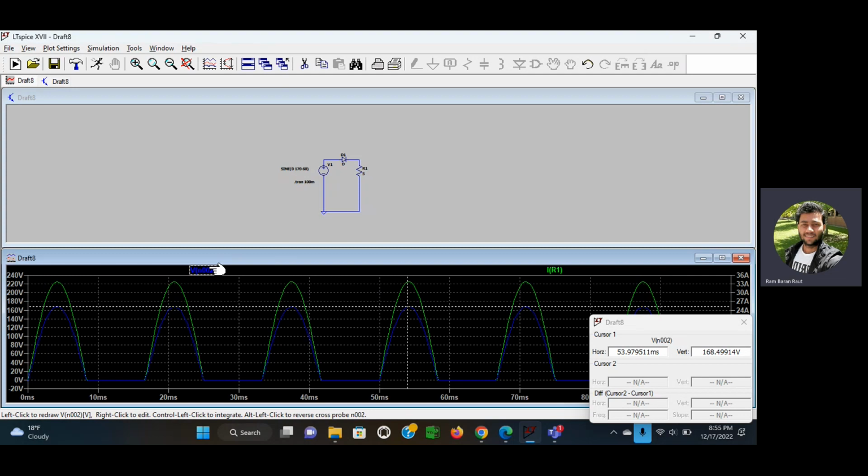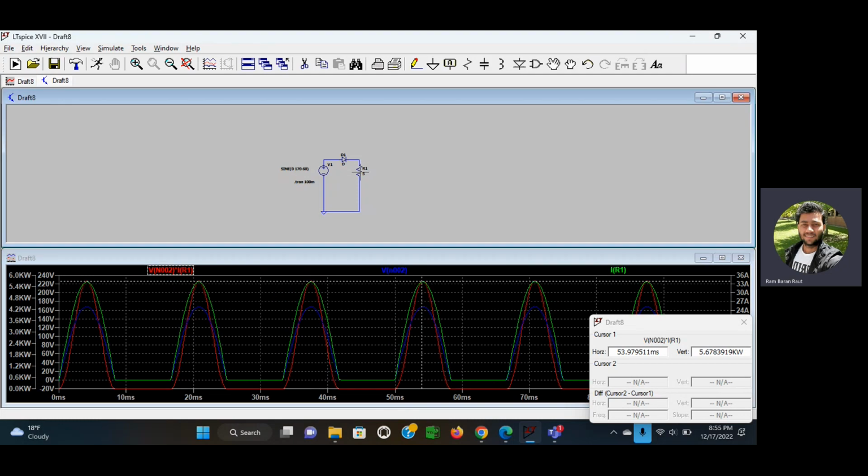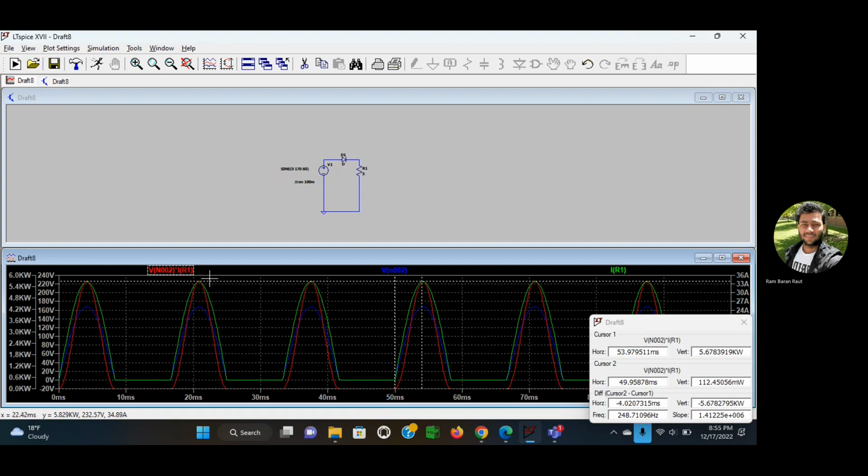So by calculation, we are getting 5.678 kilowatt. And by just putting the cursor over here, the power we are getting is almost 5.678. Yeah, I'm also getting that power. So for the bridge voltage, the voltage and also the current and the power, these all are in peak magnitude.